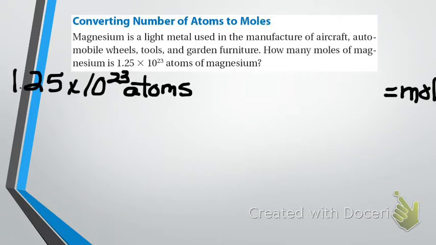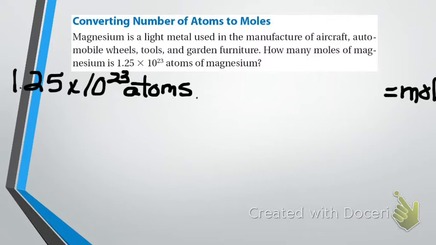Okay, so let's try a conversion. We need to find out how many moles of magnesium are in 1.25 times 10 to the 23rd atoms of magnesium. We're going to do this first one by dimensional analysis. So here's our 1.25 times 10 to the 23rd atoms. That's where we start. We need to end up in moles.